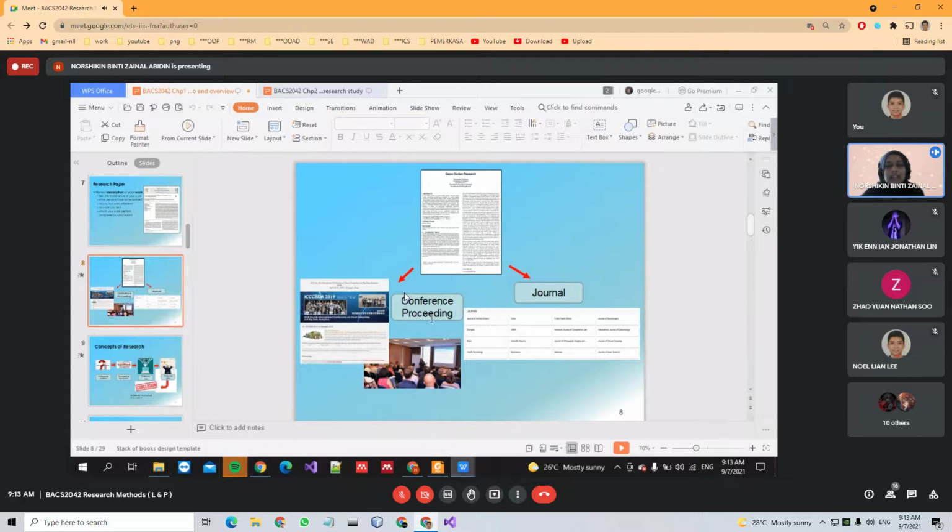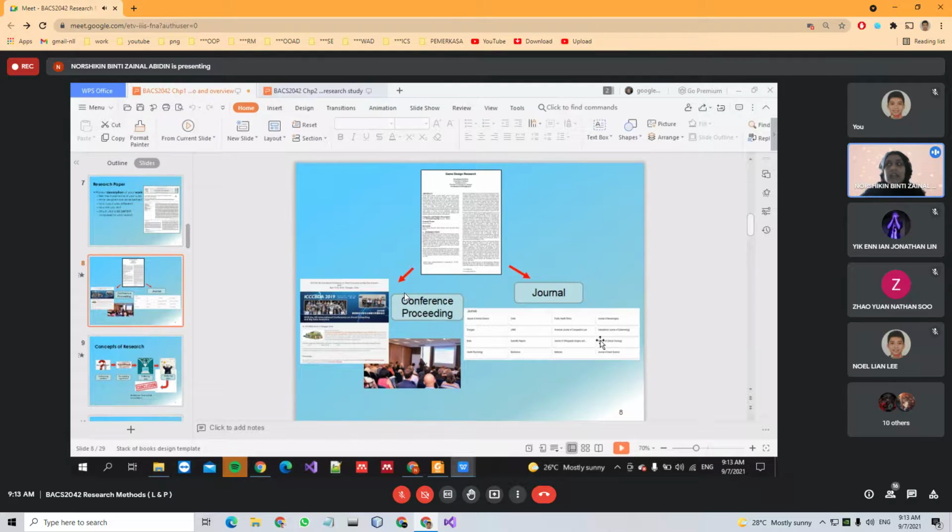Other than a conference proceeding, what you can do with your paper is publish it in a journal. A journal is a collection of many research papers. For example, in your class, each of us has conducted our research and written our research paper, and a journal is like a collection of all of our research papers. Your research paper and my research paper will be combined together and become a journal.